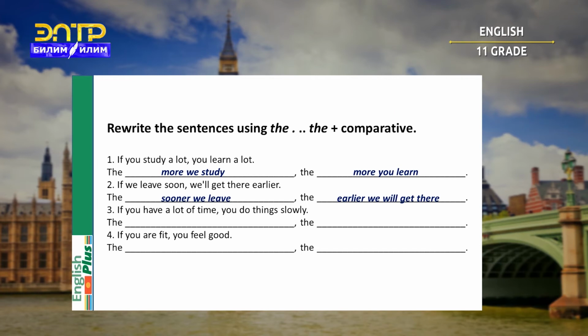Sentence number 3. If you have a lot of time, you do things slowly. The more time you have, the more slowly we do things. Sentence number 4. If you are fit, you feel good. The fitter you are, the better you feel. I hope you have the same answers.